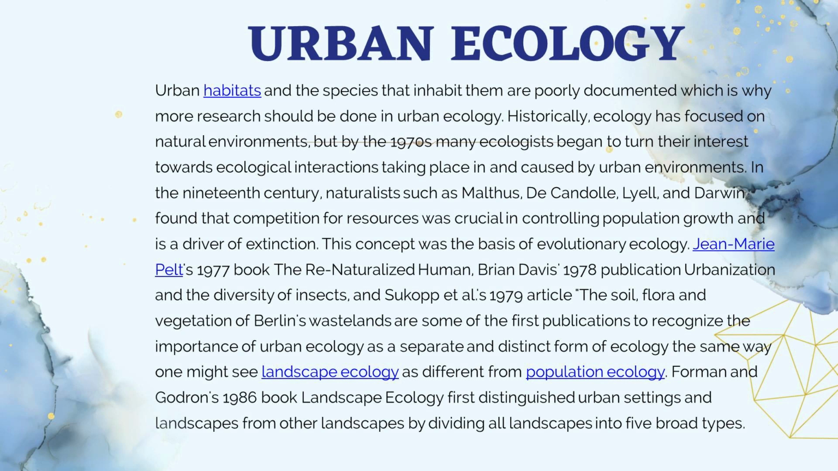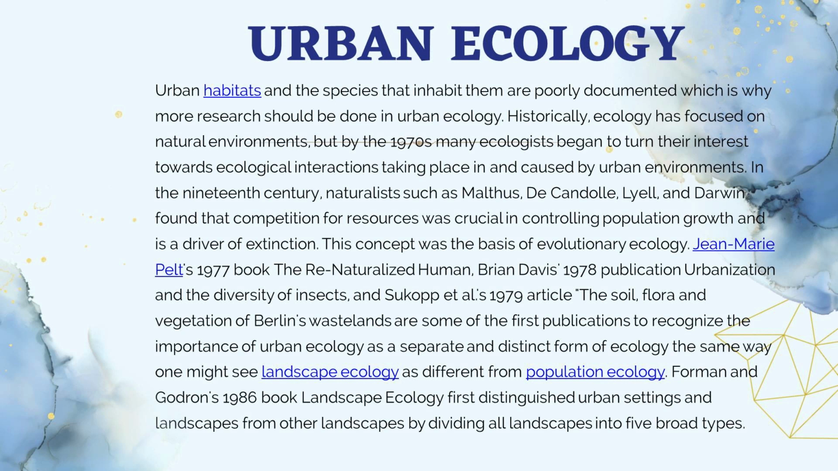In the 19th century, naturalists such as Malthus, de Candolle, Lyell and Darwin found that the competition for resources was crucial in controlling population growth and was a driver of extinction. This concept was the basis of evolutionary ecology. Jean-Marie Pelt's book in 1977, The Renaturalized Human, Brian Davis' 1978 publication, Urbanization and the Diversity of Insects, and Sukopp's 1979 article, The Soil, Flora and Vegetation of Berlin's Wasteland, are some of the first publications as far as vegetation and urban ecology are concerned.